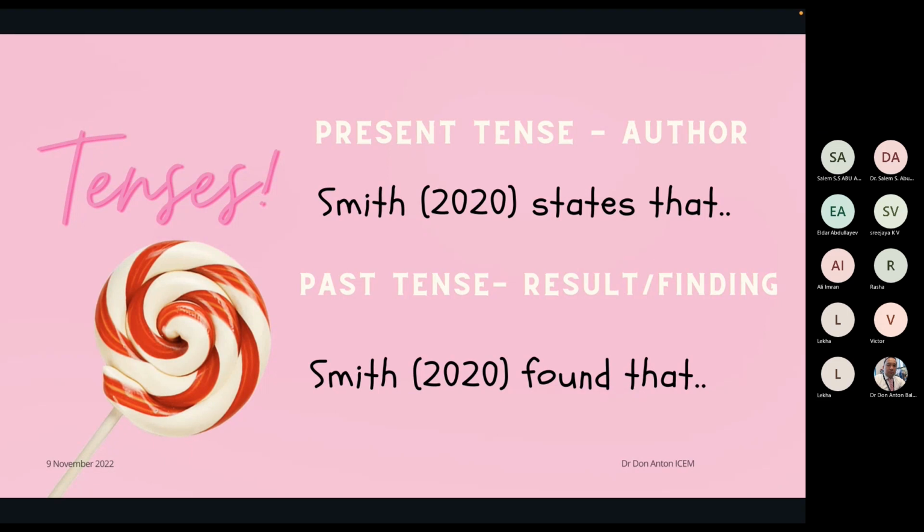When it comes to the grammar, the language of your review, there are only two tenses that you could possibly use in your literature review. Never ever future tense. The literature review could be in present tense if you're referring to the author, as in this example, Smith 2020 states that. So you are referring to Smith. But if you are referring to the result or finding from the study of Smith, then you use past tense, and that becomes Smith 2020 found that.